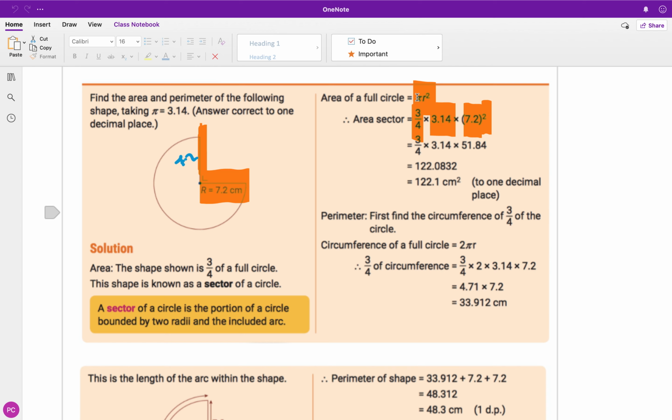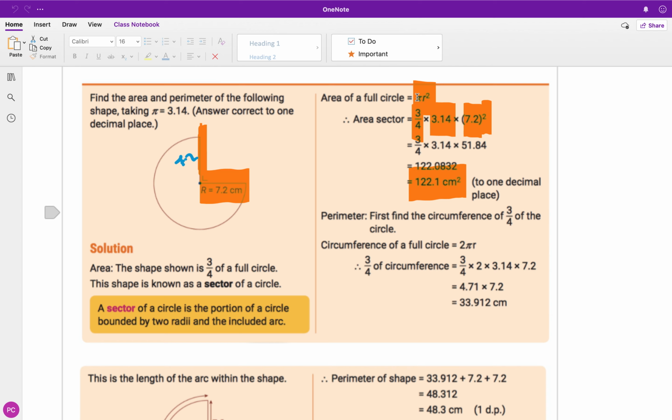Into your calculator, that gives you 122.1 centimeters squared. So if it was only looking to find half the circle, it'd be half pi r squared. If there was only 1/4 of a circle there, it'd be 1/4 pi r squared. But they want 3/4, which is 3/4 pi r squared.